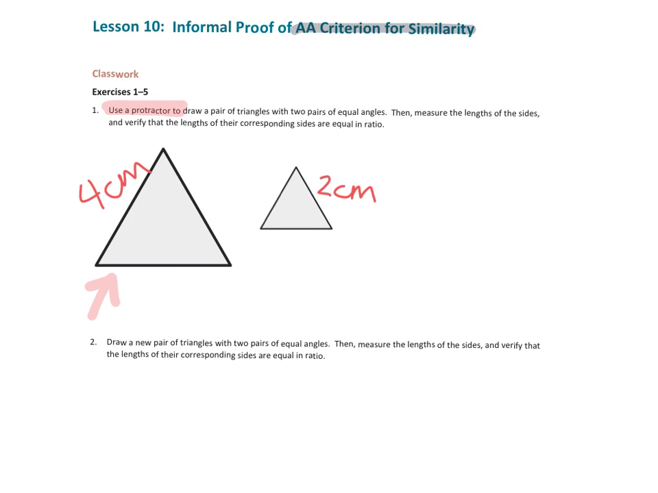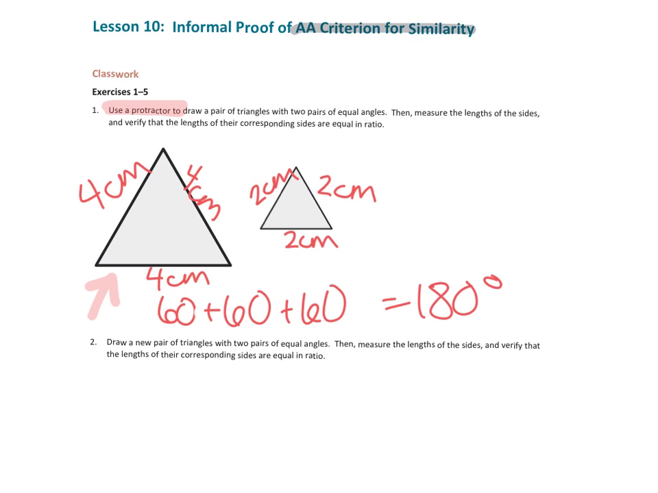All right, I went ahead and used my ruler, and I found that the triangle on the left is 4 centimeters, and since it is an equilateral triangle, all 3 sides of it are 4 centimeters, and then the one on the right is 2 centimeters long on each side. And if I measure my angles, I will find that it is 60, 60, 60. I don't want to multiply, I want to add, which equals my 180 degrees.